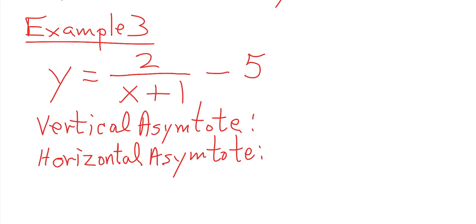What value of x would make the denominator 0? That's the question you have to answer. I think, and I hope, that you can easily see that if x was negative 1, then you would have negative 1 plus 1 being 0.